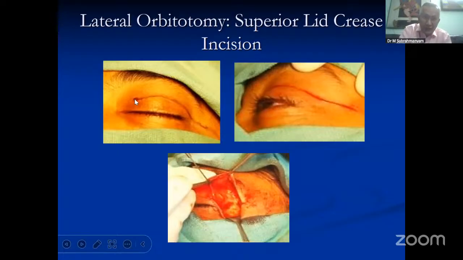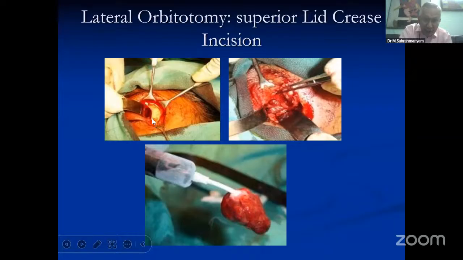So the superior lid crease incision goes along the lid crease and a few millimeters from the lateral canthus. The incision is made and gently separated through skin and orbicularis. Don't try to incise the orbital septum, because if you damage the orbital septum, you will be sitting on the LPS. Then at the lateral side you incise the tissues and go onto the bone and expose the bone. Again, similar to that of the Reese-Berg incision.